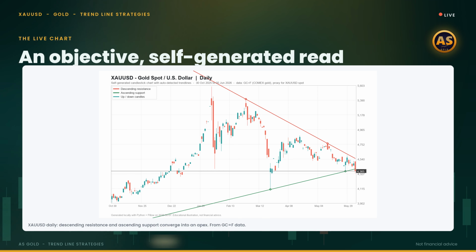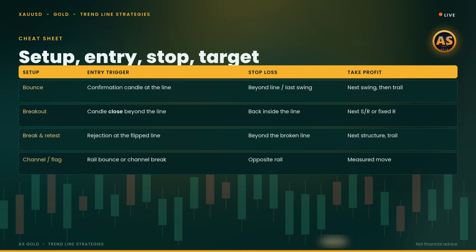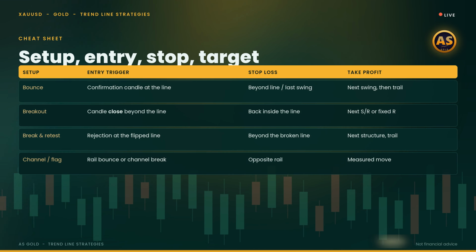4,365. And here's the very same structure as seen by the TradingView community, gold coiling into the apex of a large symmetrical triangle. Two converging trend lines, price squeezed between them. This is the classic breakout or breakdown decision, and remember, the trade is the resolution, never a guess inside the triangle. Here is everything on one page, your cheat sheet.